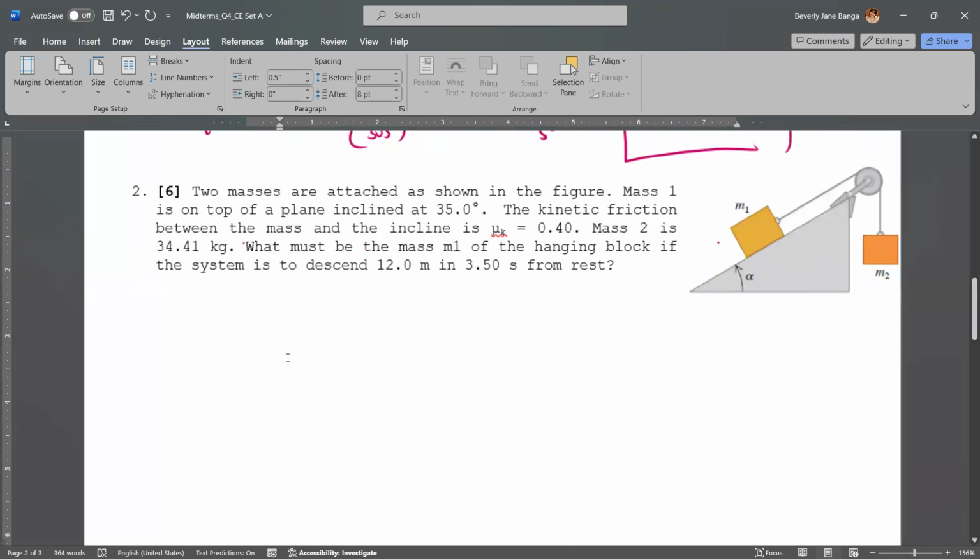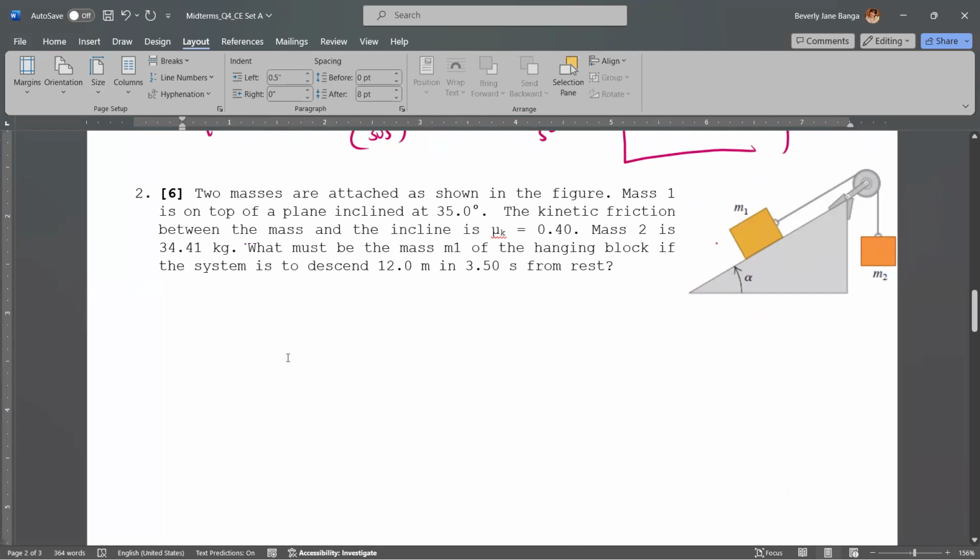So first, gawan natin ng, we have two masses. So we have two objects. Gawan natin ng FBD, yung mass 1 and mass 2 natin. So, syempre, mas madaling gawan ng FBD si mass 2. So, we can start with it. No? So, si mass 2 natin, ang meron lang siya ay weight. So, specify ko lang na weight 2 ito kasi mass 2.